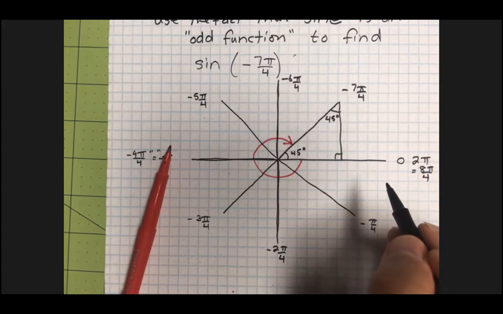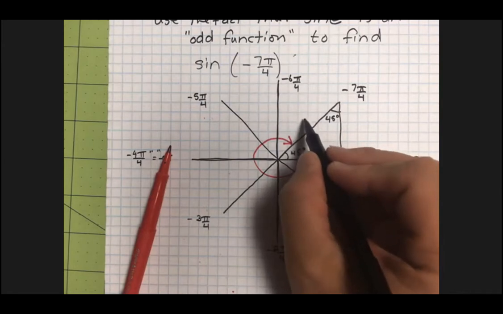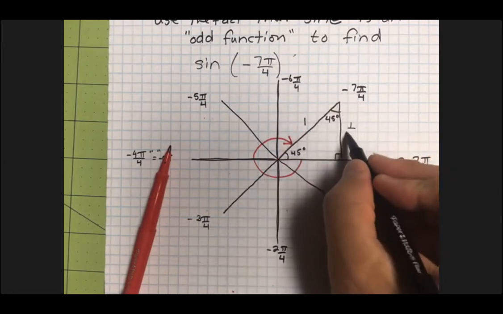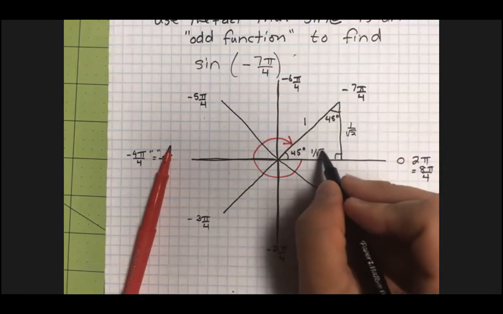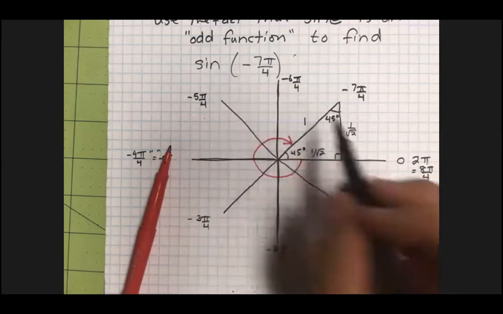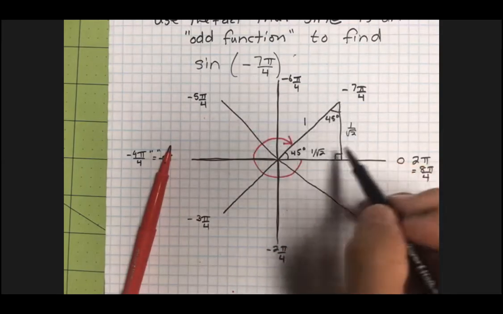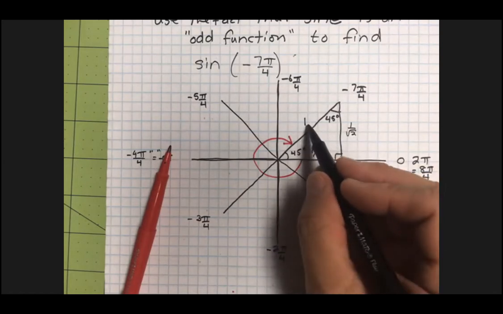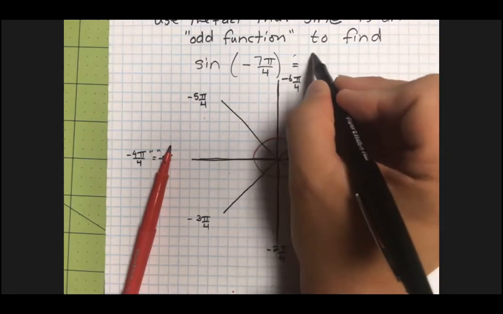And I know the sine and cosine of that angle. If the hypotenuse is 1, this side is 1 over root 2, and this side is 1 over root 2. And so the sine of this red angle matches the sine of this triangle. It is opposite over hypotenuse, which is 1 over root 2 divided by 1, so it should be 1 over root 2.